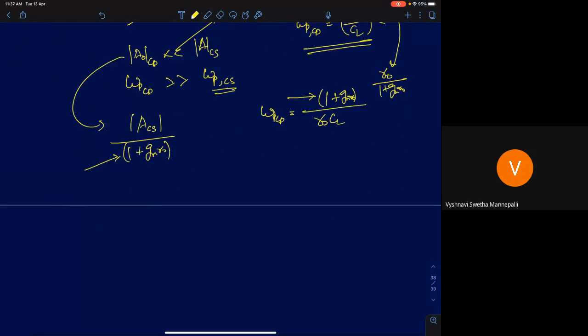So therefore, the gain-bandwidth product will be the same. I'll write it as gm R0. So the gain-bandwidth product will be gm by CL. It is independent of R naught. You will get the same gain-bandwidth product even for a common drain amplifier. The pole has increased, okay, but the gain has reduced by the same factor.